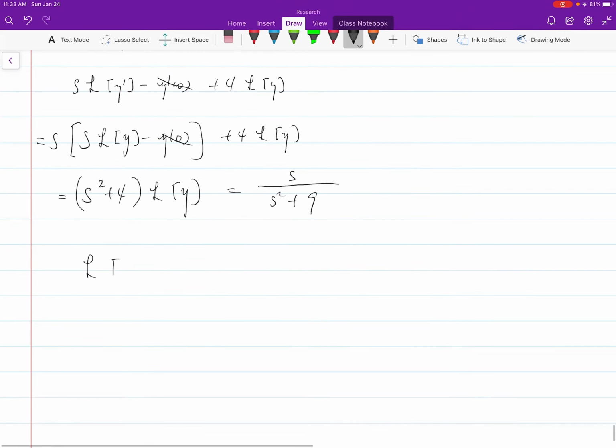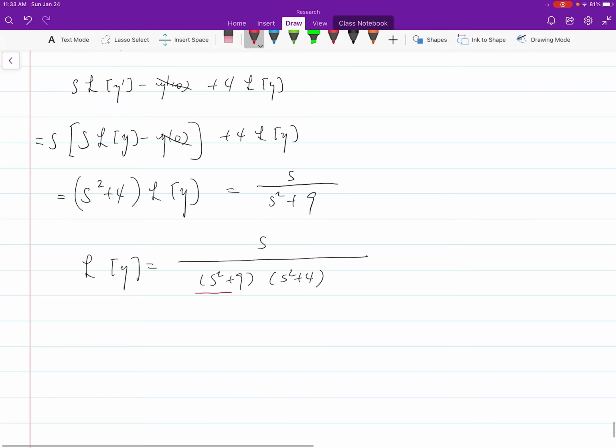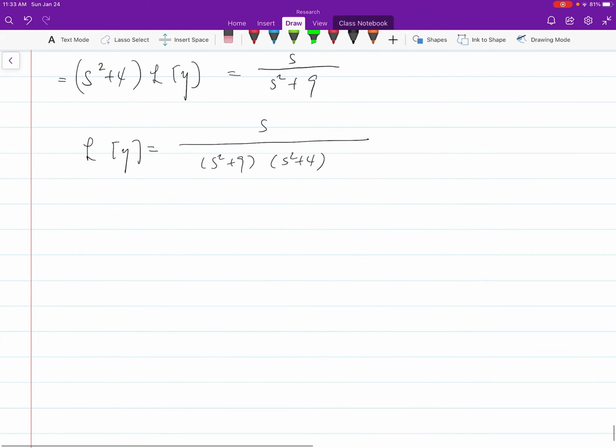Okay, so what is your Ly? Your Ly is going to be s over (s squared plus 9)(s squared plus 4). This comes from the external force. This comes from the original natural frequency, which we get from the Laplace transform or characteristic equation. Okay, it's just a matter of how do you make this happen? Well, we can do partial fractions.